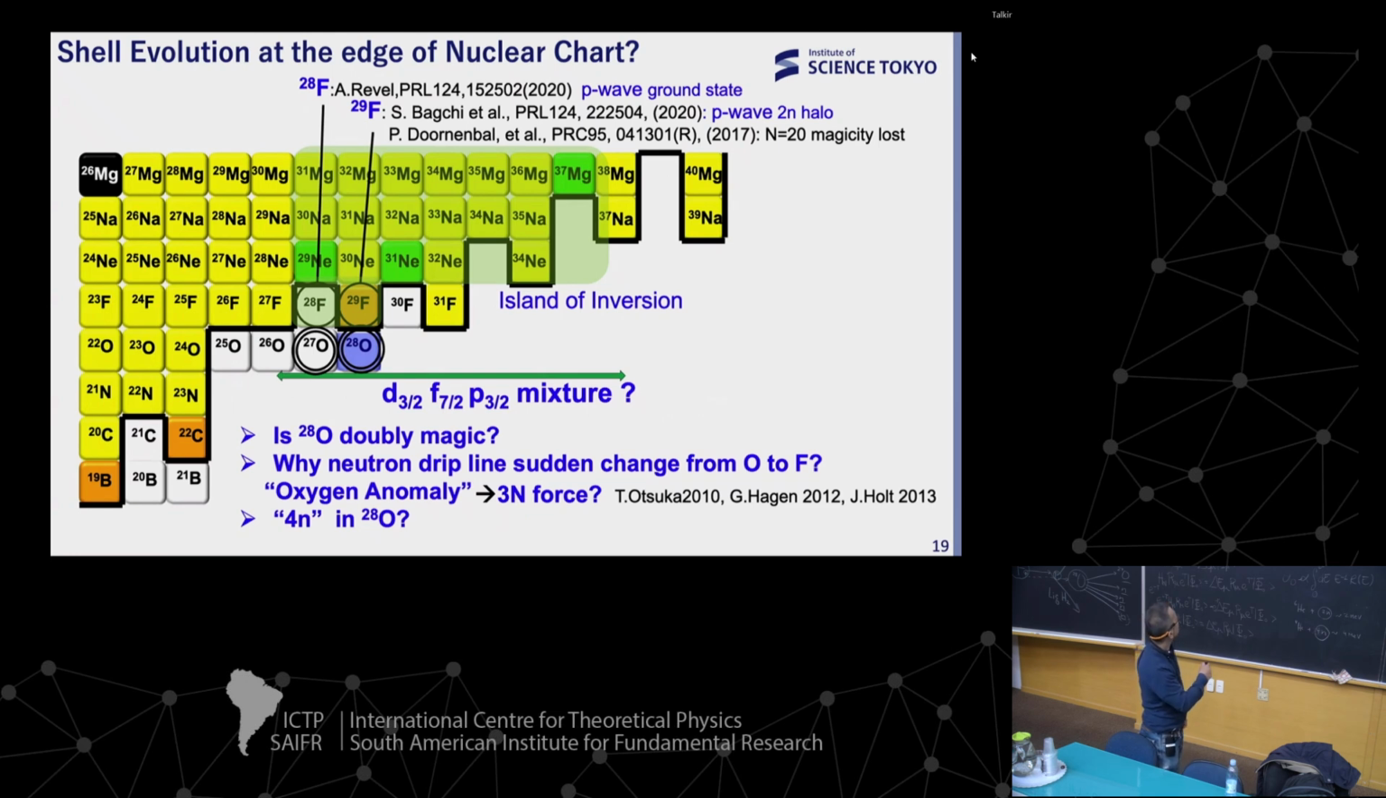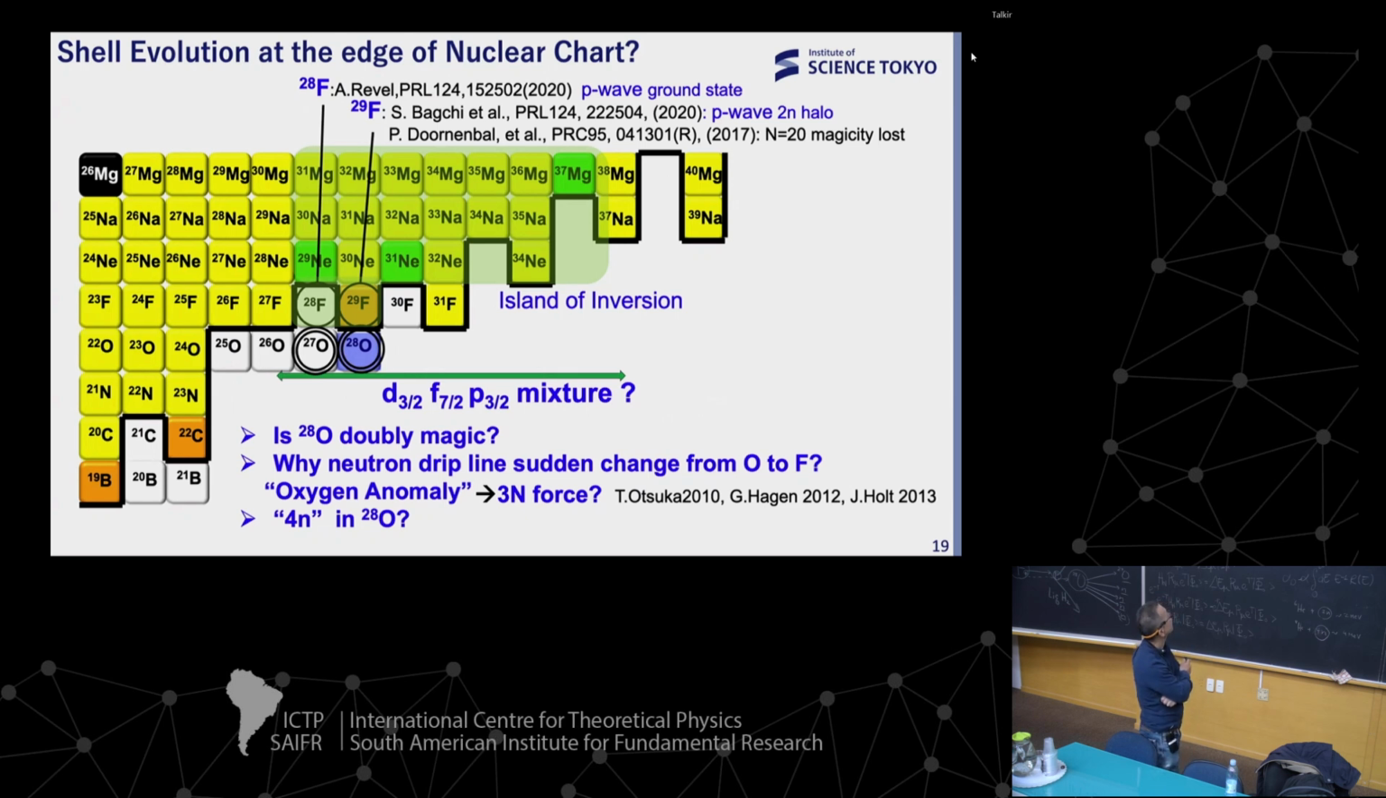Maybe we can say that oxygen 24 is so well bound. If oxygen 24 is more bound than expected, then these guys become unstable, right? Yeah, right. Now, if I understand correctly, if we use only the two-body force, then oxygen 28 is a bound state. However, due to the three-body force repulsion, it goes up, and finally, as a result, we don't have any bound states. Am I correct?